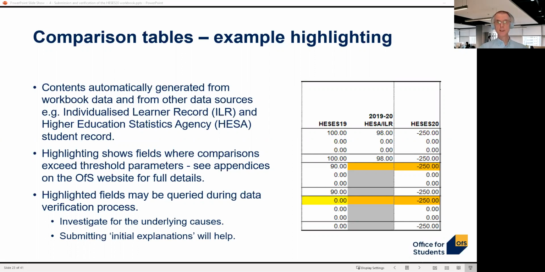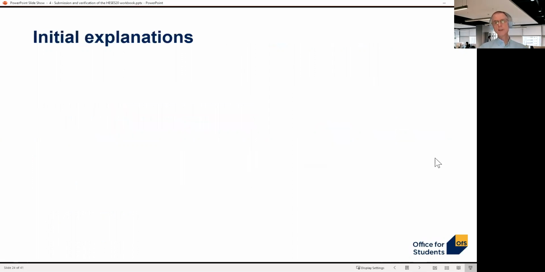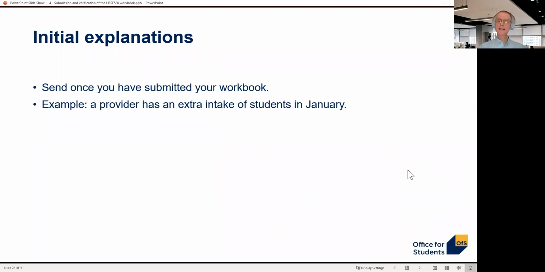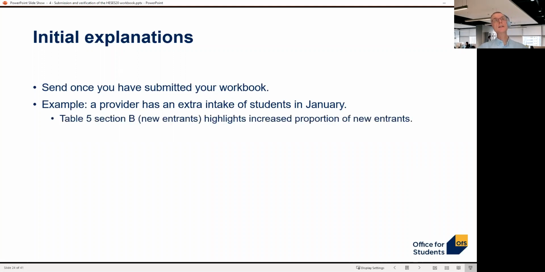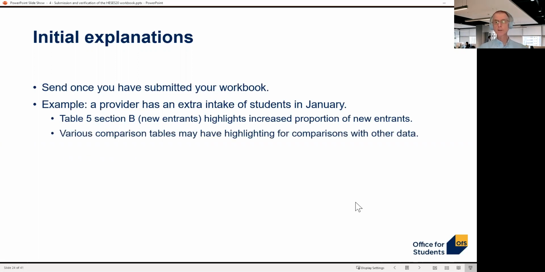So I've mentioned initial explanations a couple of times now, so let's talk about them in a little bit more detail. Effectively, these are preemptive responses to data verifications that you can send to us once you've sent us your final submission. As a quick example, suppose that a provider has a new extra intake in January. That, using table 5 section B as an example again, would mean you have inflated numbers in that section. So you might find that you get a credibility warning there, and that might also trigger various comparison table highlights as well.